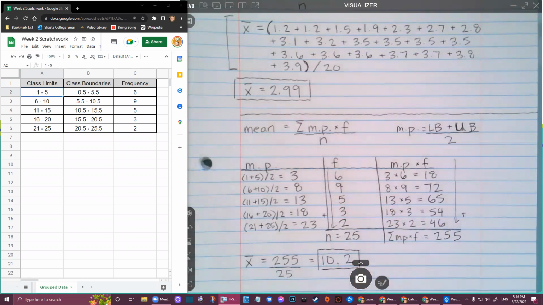So we expect that our mean is somewhere between that second and third class. It's just a little bit past the 6 to 10 class.